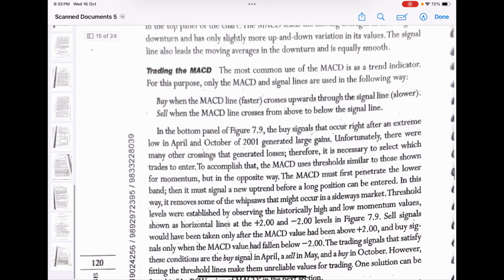Now let's see how I trade the MACD. The most common use of MACD is as a trend indicator. How do you use the MACD and the signal line for the same? When the MACD line, the faster line, crosses upwards through the signal line, then you are supposed to buy. When the faster line cuts the slower line, you're going to buy.